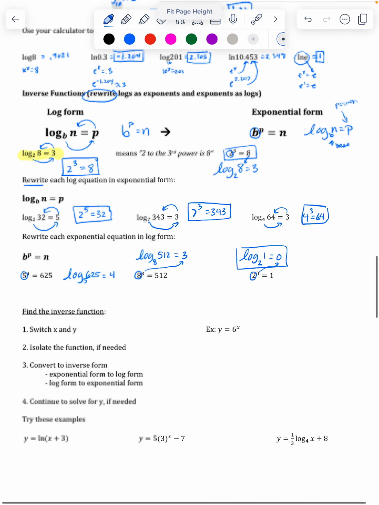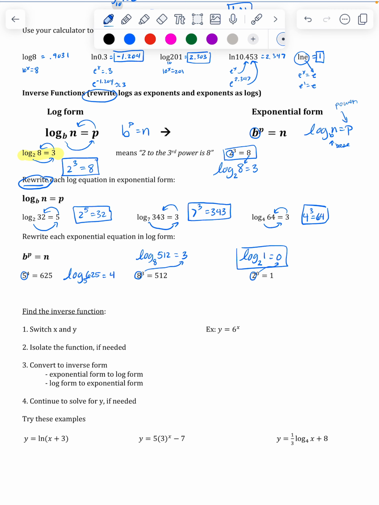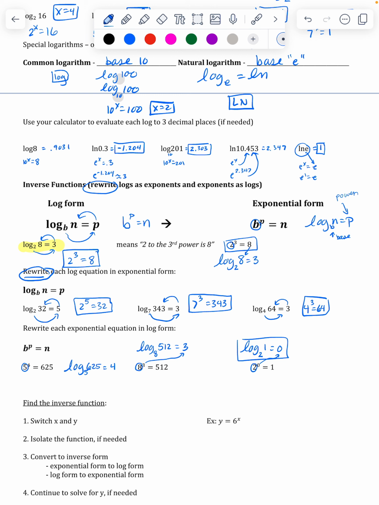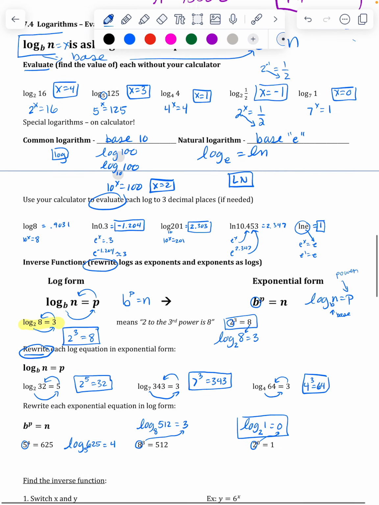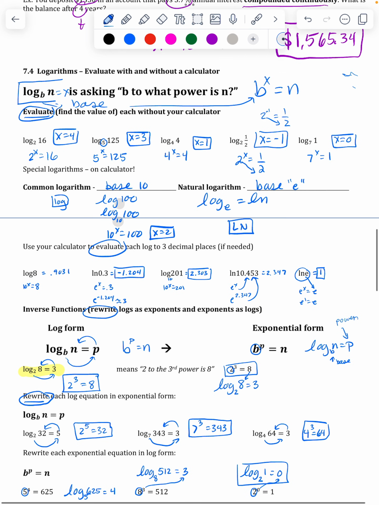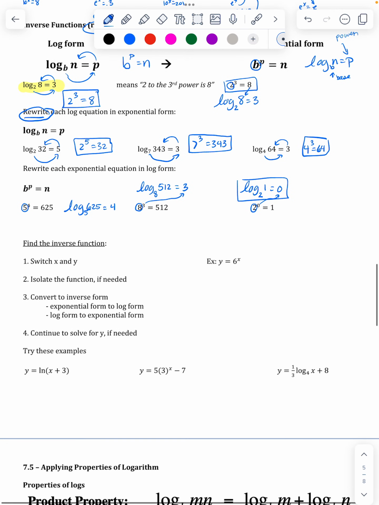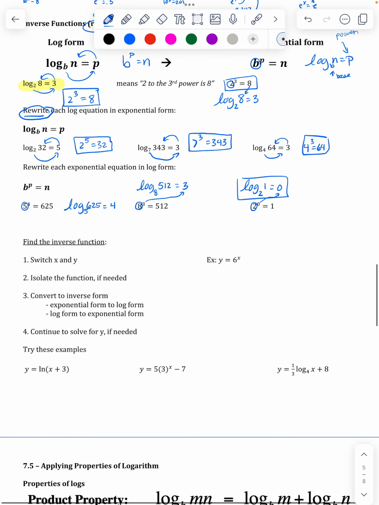So the verbs that you want to be able to do are rewrite. You want to be able to evaluate, either on your calculator or up here without your calculator. So that is where we're going to stop. That's going to put you for 7-4 day 1.